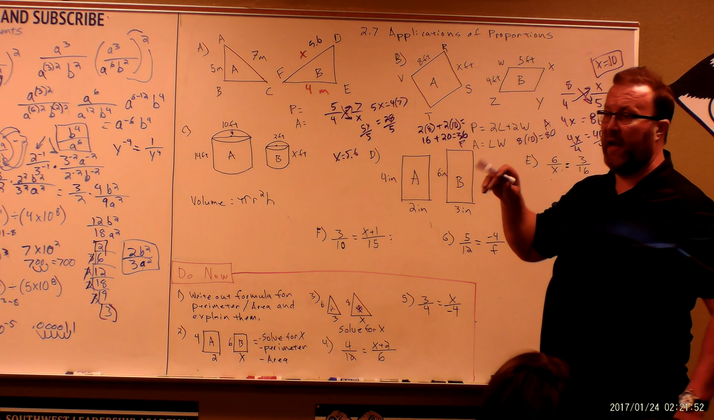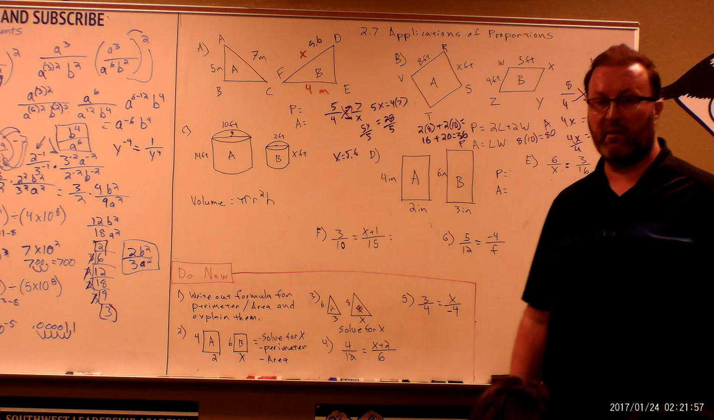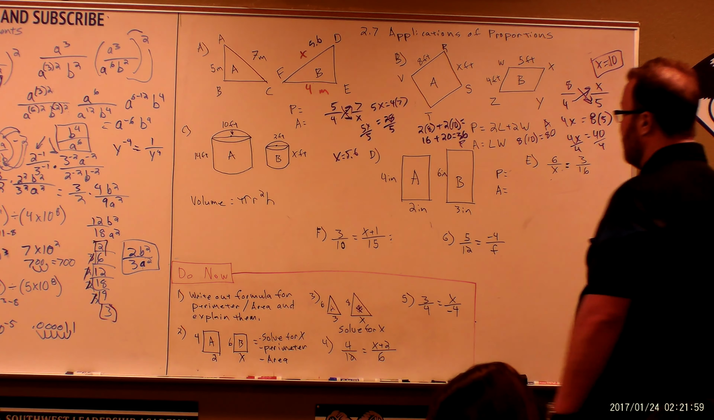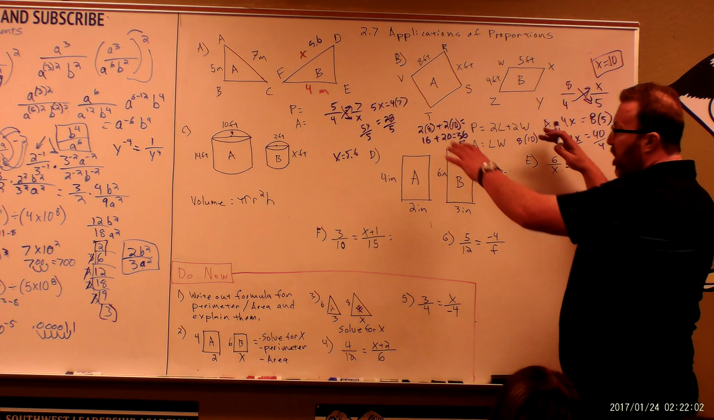Okay, just remember one thing. Perimeter and area doesn't refer to triangles. Okay? It's squares and rectangles. So I'm going to go here first, and then we're going to go over to cylinders. Okay?